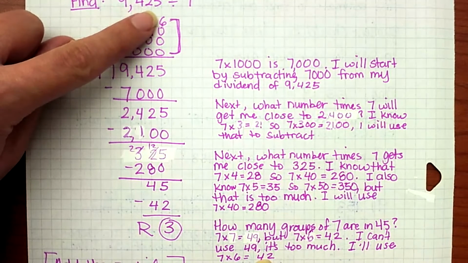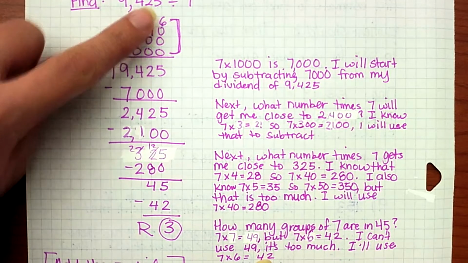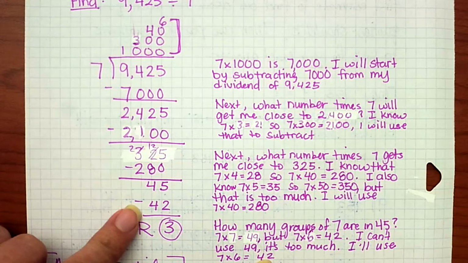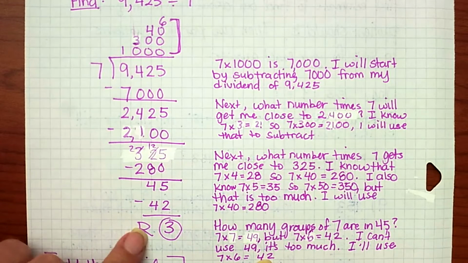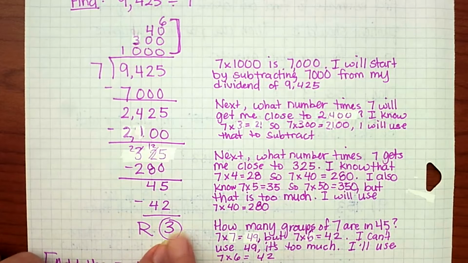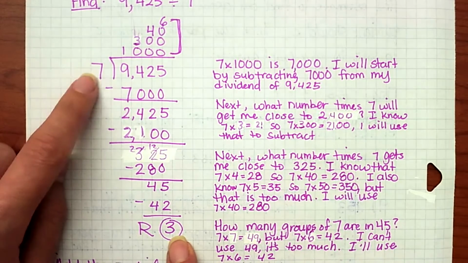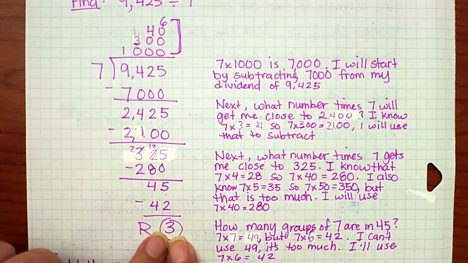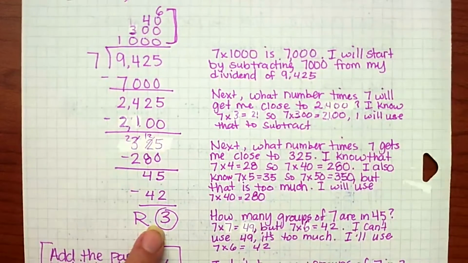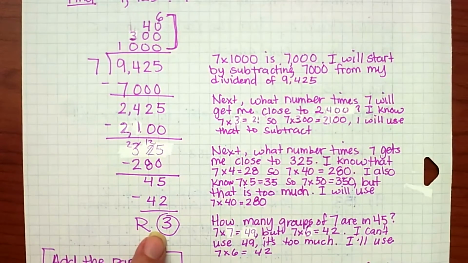So I'm going to put my 6 up here as my partial quotient. Now I'm going to subtract off the 42 because 7 times 6 is 42. And I have 3 over here. Now, this 3 is less than my divisor. There are no groups of 7 in 3. So this is going to be considered my remainder. There's nothing else I can do with it here.